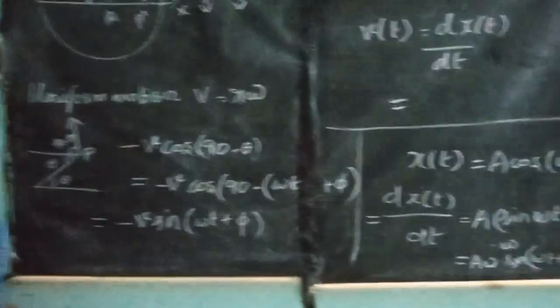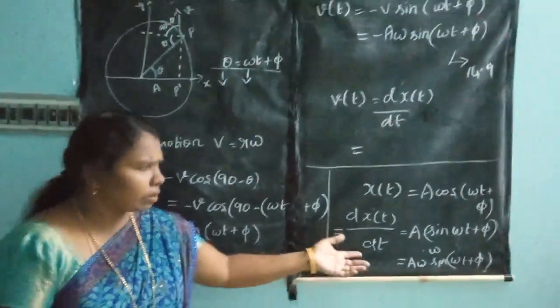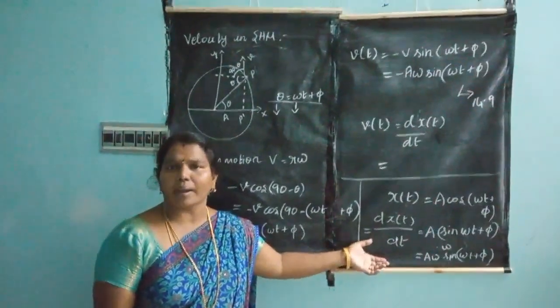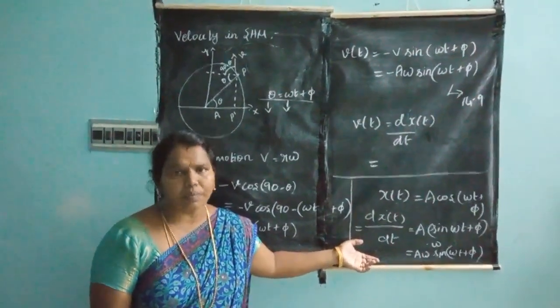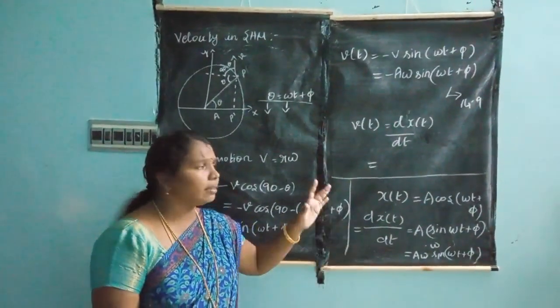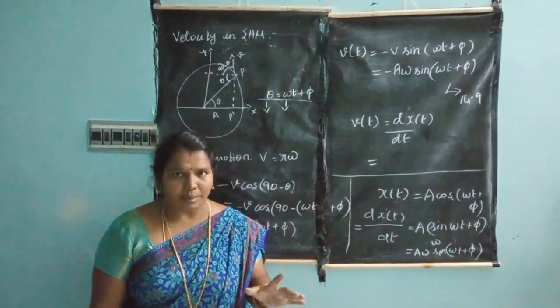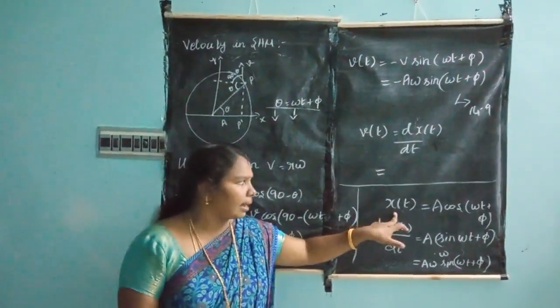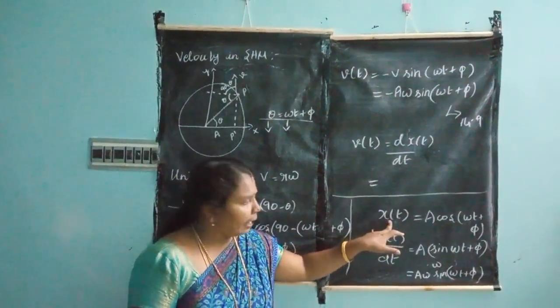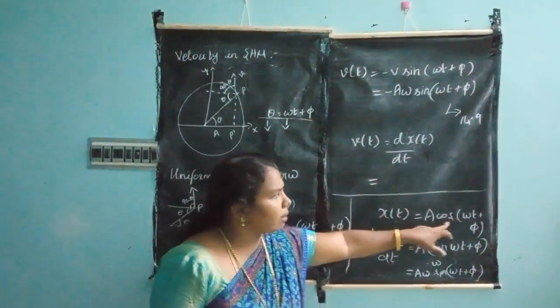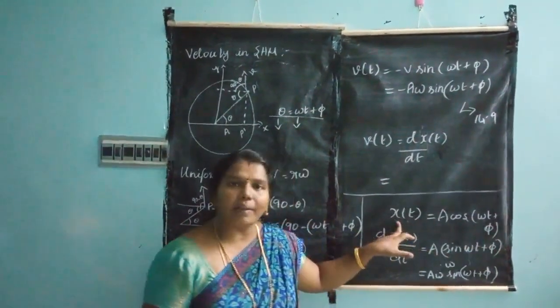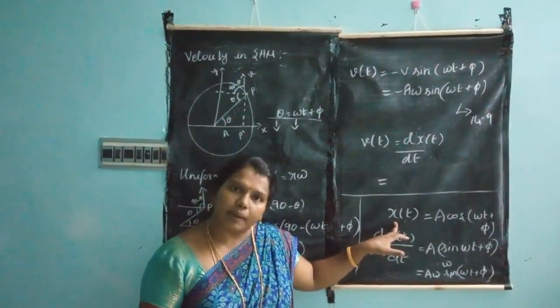Can you understand? This is the general formula, and this is the velocity of the particle when it moves in uniform circular motion. It is an easy way to derive it mathematically. In the last class we discussed what x of t is: x of t is equal to A cos(omega t plus phi). So what is the velocity formula? Distance divided by time taken.